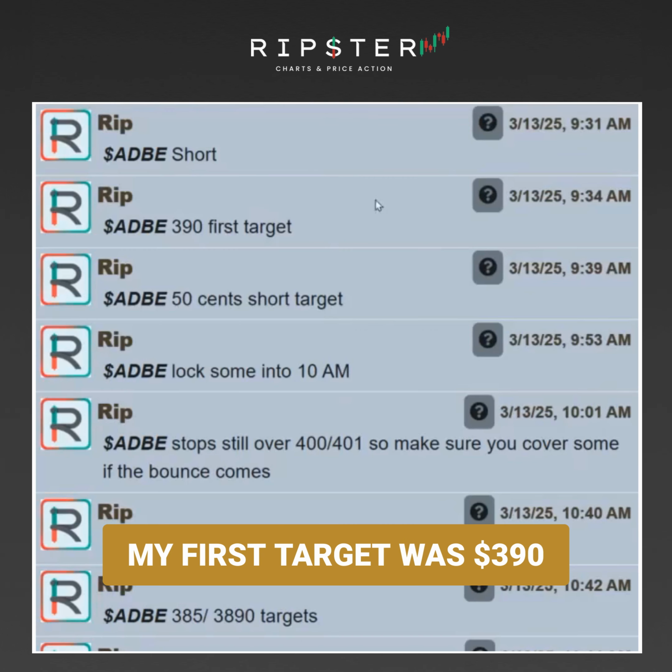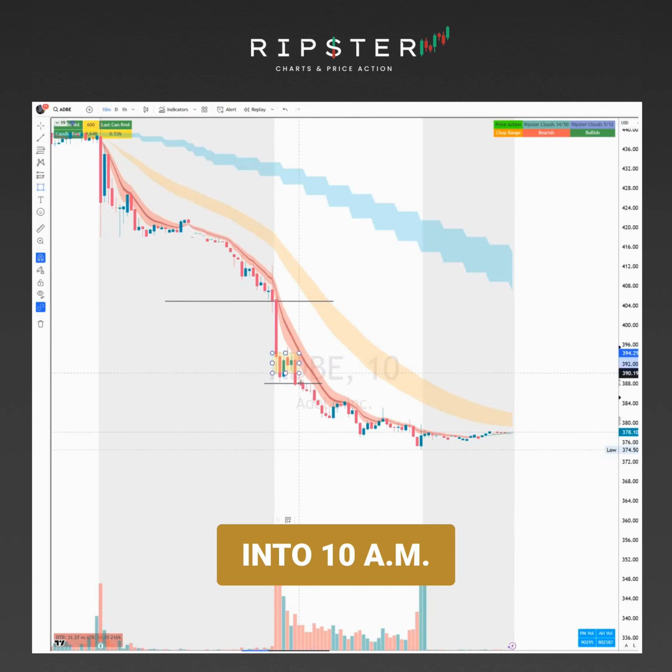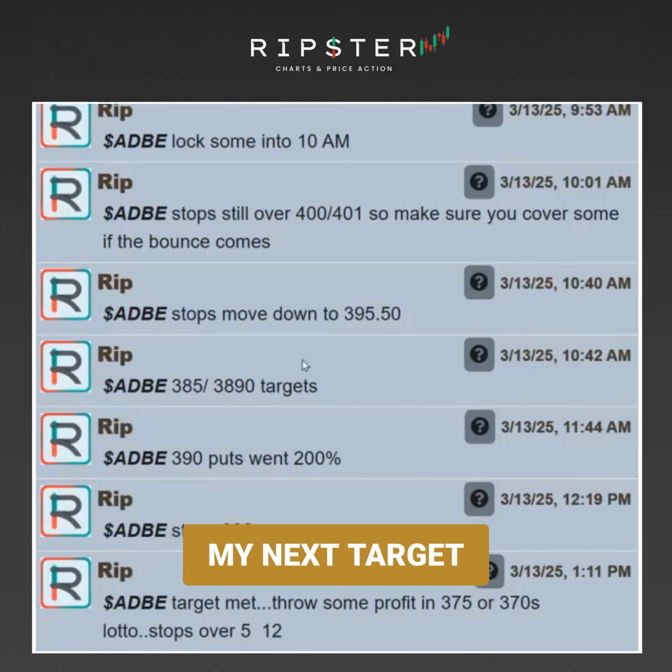And when we shorted that, my first target was 390. We were short at 397. Then we started to make a bear flag, and we locked some in at 10 a.m. And once the bear flag was gone, my next target was 385, 380s. So those were my two targets.